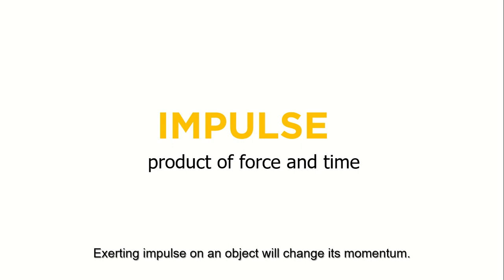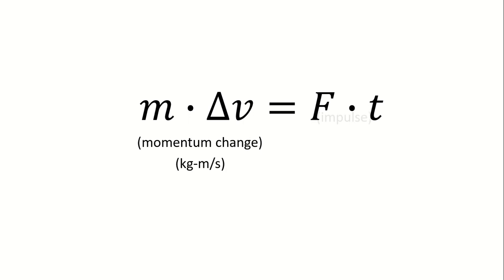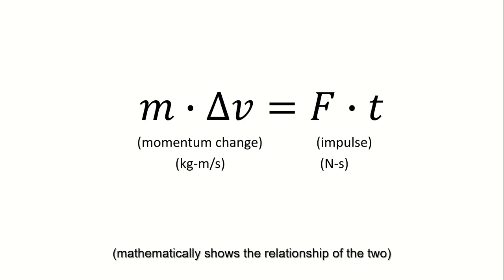Impulse causes change in momentum. To be exact, the change in momentum an object will experience is equal to the impulse exerted on the said object. In equation form, we can show the relationship of the two this way. Mass times change in velocity is equal to the product of force times time. The unit of momentum is kilogram meter per second, while that of impulse is Newton seconds. Going back to the equation, an impulse of 5 Newton seconds will cause an increase or decrease in momentum of 5 kilogram meter per second.